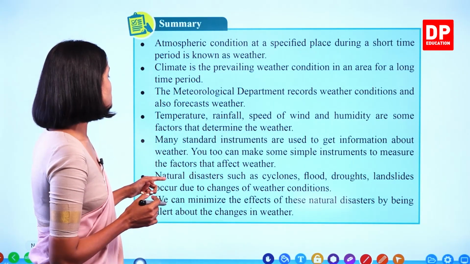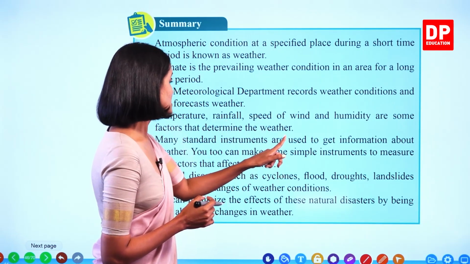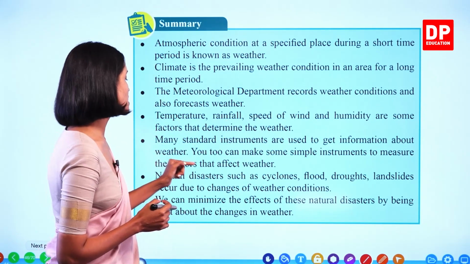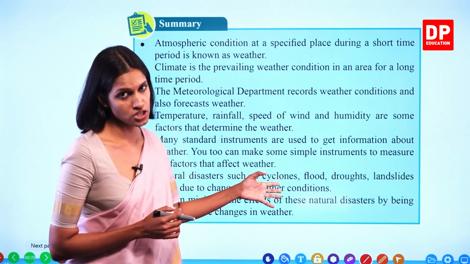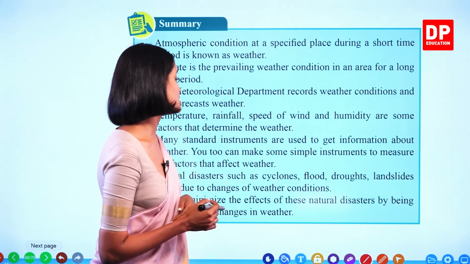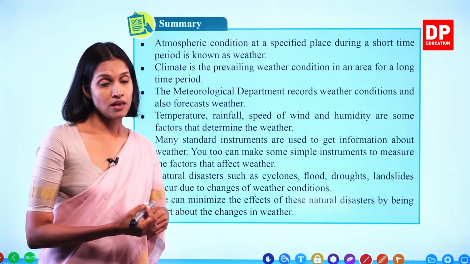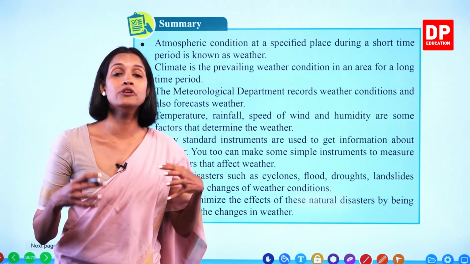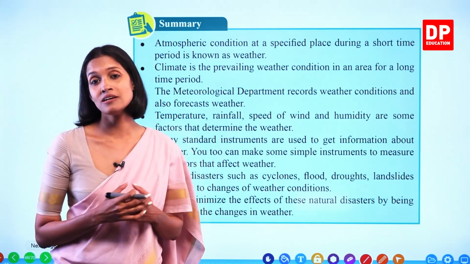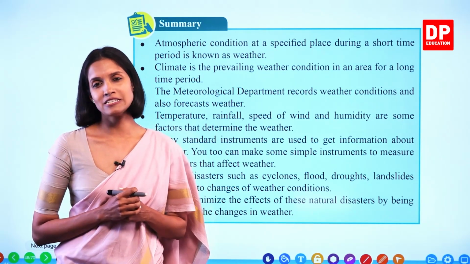Right. Natural disasters such as cyclones, floods, droughts, landslides occur due to changes of weather conditions. Okay? We can minimize the effects of these natural disasters by being alert about the changes in weather and by minimizing the harmful human activities towards the environment. Right, children? So we have completed the lesson.